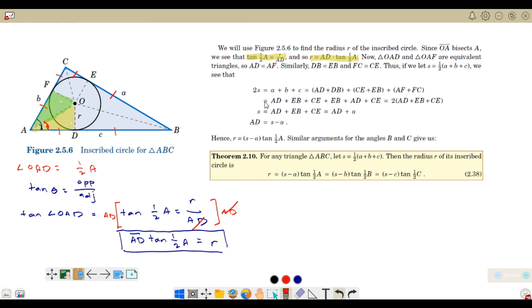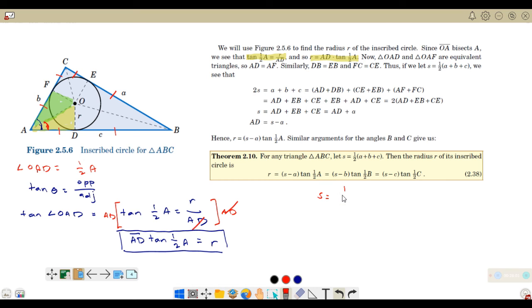we see that, okay, so let's substitute the formula. We have S, the perimeter, which is equal to A plus B plus C yun before, di ba?